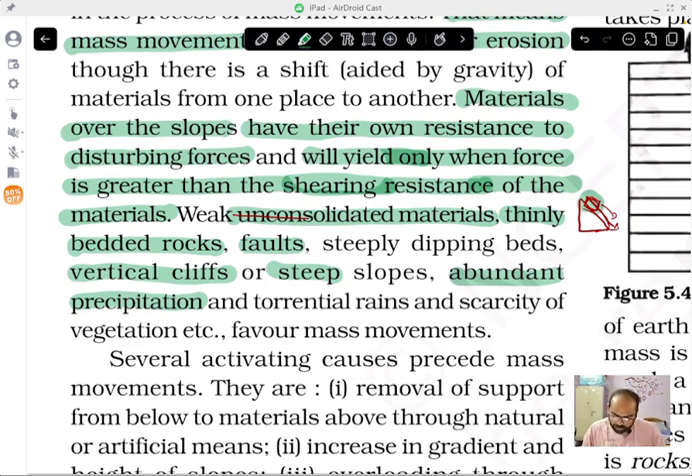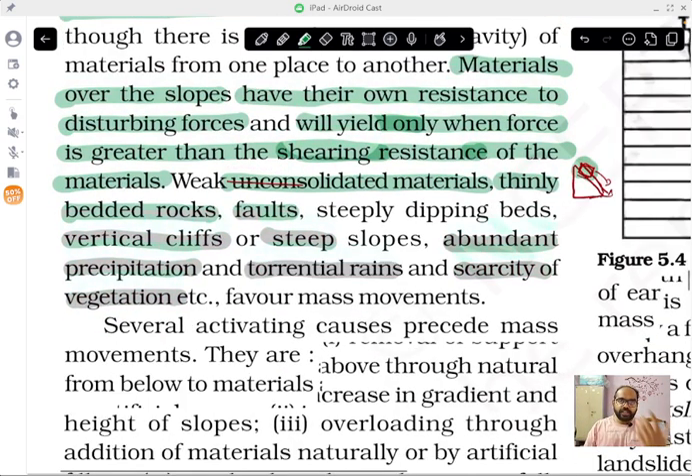And torrential rains. Torrential rains means sudden rainfall. And scarcity of vegetation. If there are more trees and plants on the slope, there will be more friction. Once the material moves down, if there is more vegetation, it gets stopped in the middle because the vegetation offers friction for the movement. If there is no vegetation, there will be less friction and the movement happens down the slope. These are the favorable conditions for mass movements.